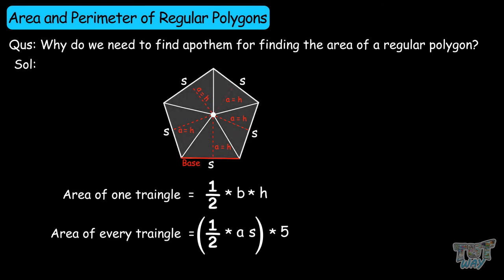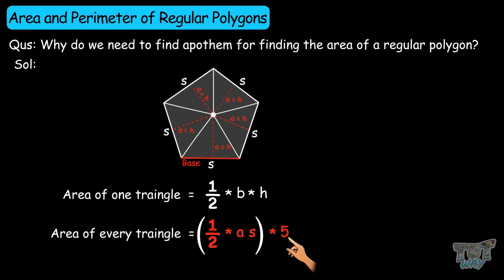I repeat, a regular pentagon can be divided into 5 triangles. How do we find the area of one triangle? The formula for the area of one triangle is half multiplied by base times height. In every triangle, the base will be the side, and the sides are all the same in the triangles. And the height will be the apothem. The perpendicular drawn from the center to any one side of the pentagon is the apothem, and this apothem will be the height of the triangle. So every triangle will have the area half multiplied by A multiplied by S. So if there are 5 triangles, that will then be multiplied by 5.